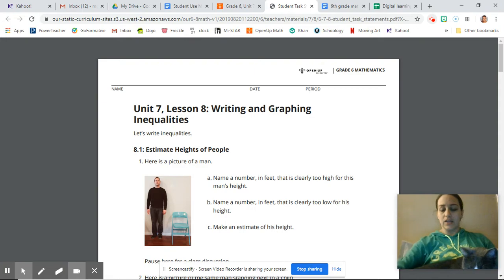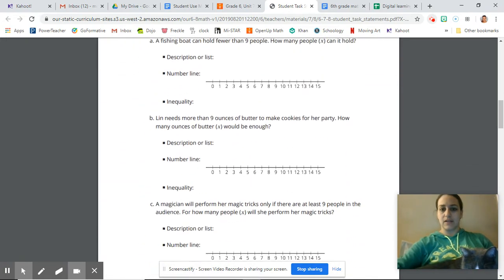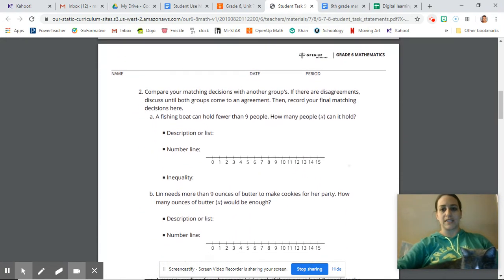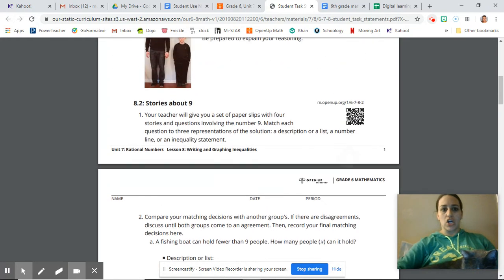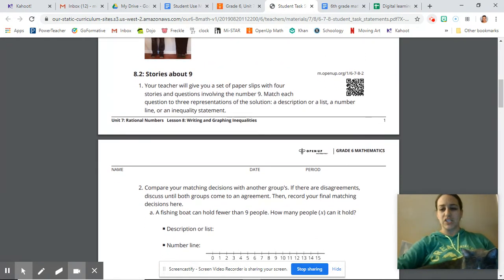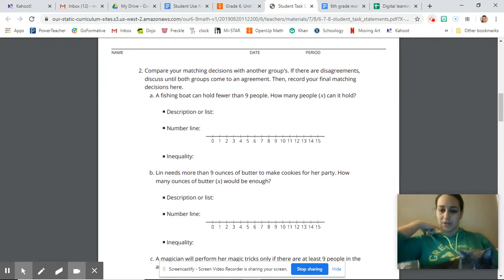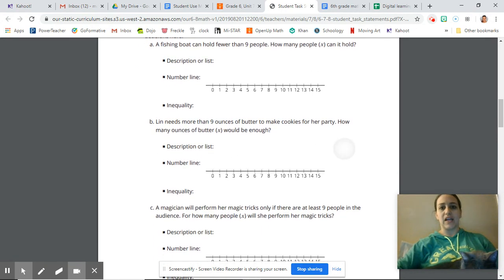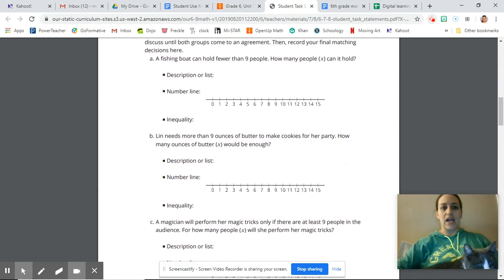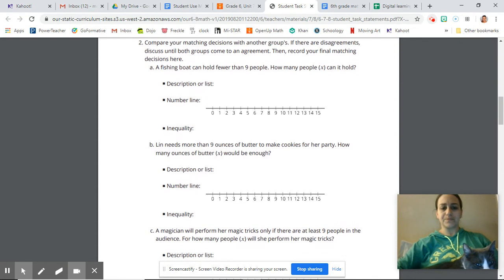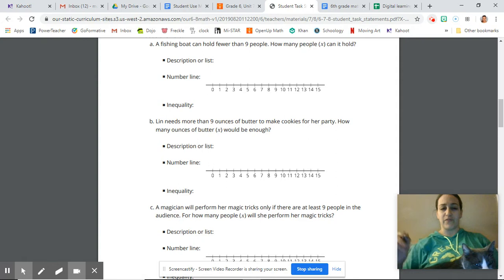As I look at this, since I don't want to be clicking back and forth between too many screens, I'm going to start at 8.2, which says stories about 9. And I'm going to skip these instructions here because I don't have the manipulatives in front of me, or the little pieces that you would normally have gotten in class. So I'm just going to start at question 2, where it's got a situation about a fishing boat. And a fishing boat can hold fewer than 9 people.